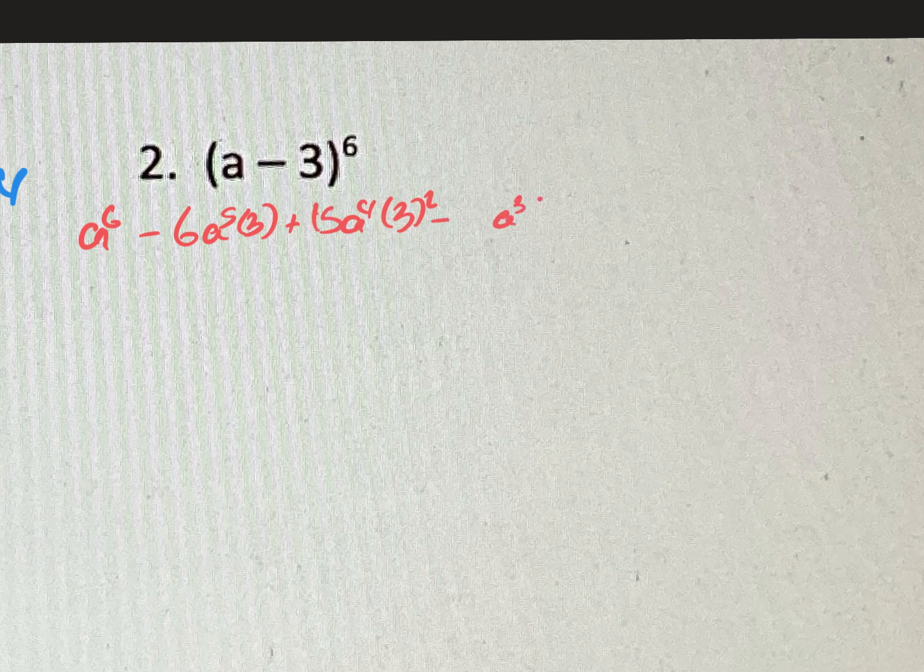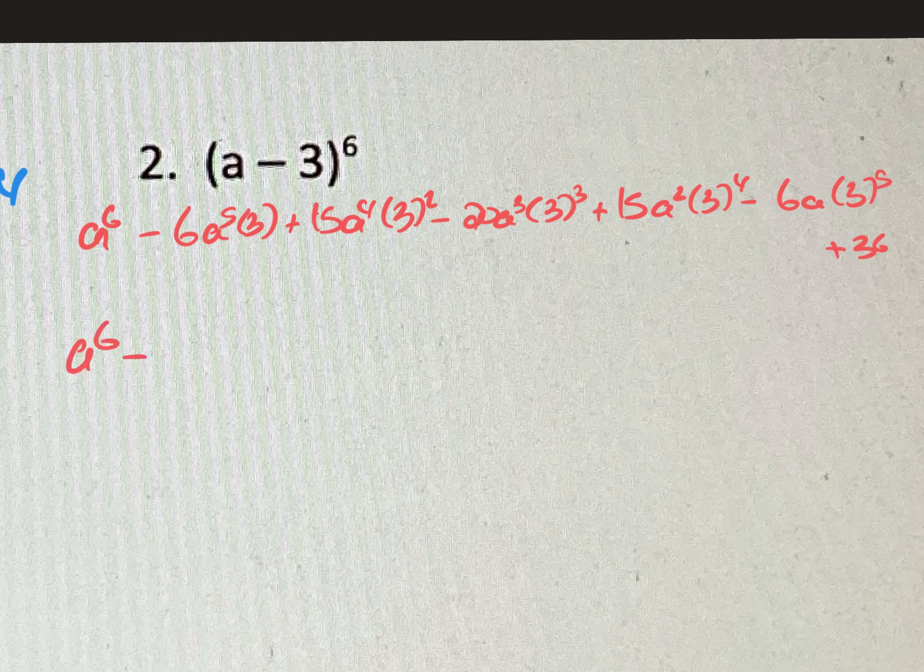My next term is going to be a cubed, 3 cubed. nCr gives me 20. Plus, I'm going to have a squared, 3. Remember, my a's are going down, my 3's are coming up. And I'm going to get a 15 there. I'm going to get a minus. My a is going down, my 3's coming up. I'm getting a 6 there. My last one's going to be a plus, 3 to the 6.